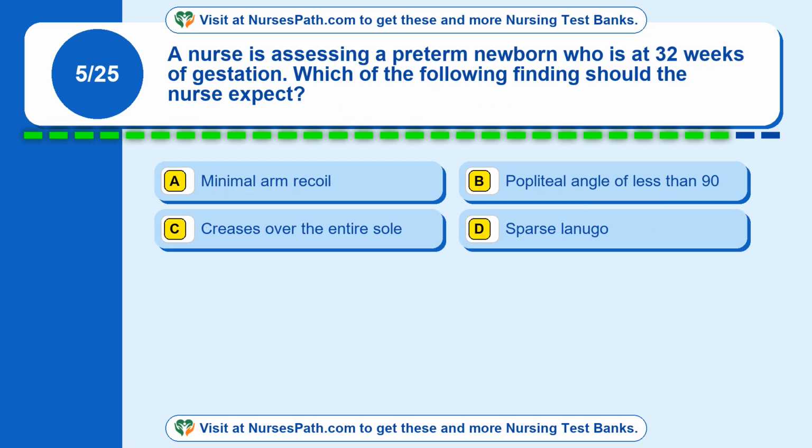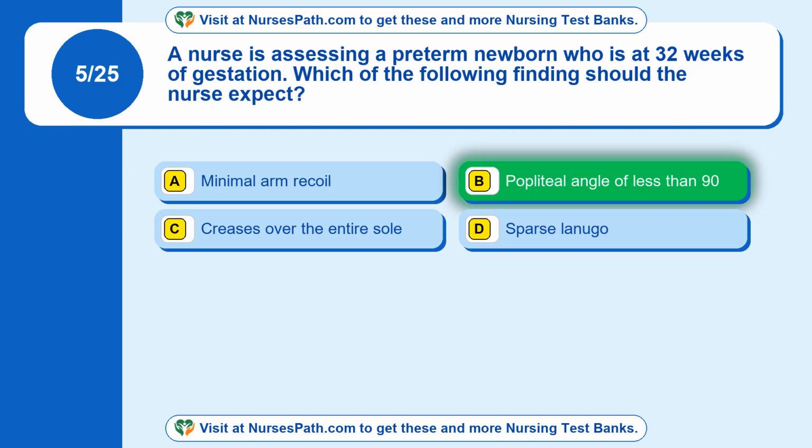Question 5. A nurse is assessing a preterm newborn who is at 32 weeks of gestation. Which of the following findings should the nurse expect? Option A. Minimal arm recoil. Option B. Popliteal angle of less than 90. Option C. Creases over the entire sole. Option D. Sparse lanugo. The correct answer is option B.